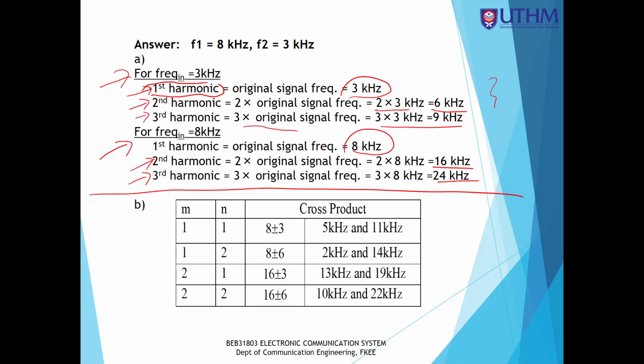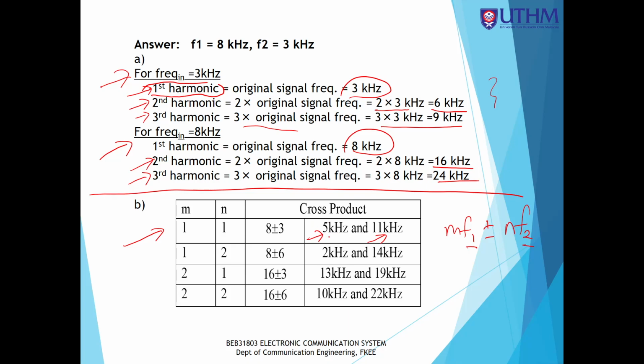So therefore, remember cross product, M F1 plus minus N F2. And remember F1 must be bigger than F2. So F1 is 8, F2 is 3 kHz. So the first one, M is 1, N is 1, so 8 plus minus 3. So the cross product is located at 5 kHz and 11 kHz.